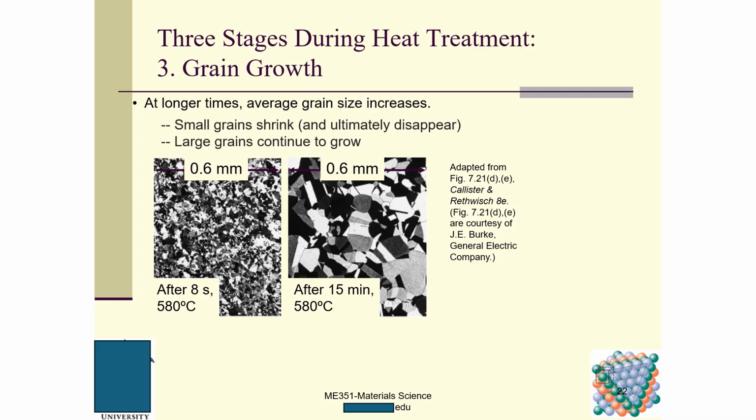And the third stage is grain growth. At longer times, the average grain size increases, and small grains shrink and ultimately disappear. Large grains continue to grow. You can see the large grain.